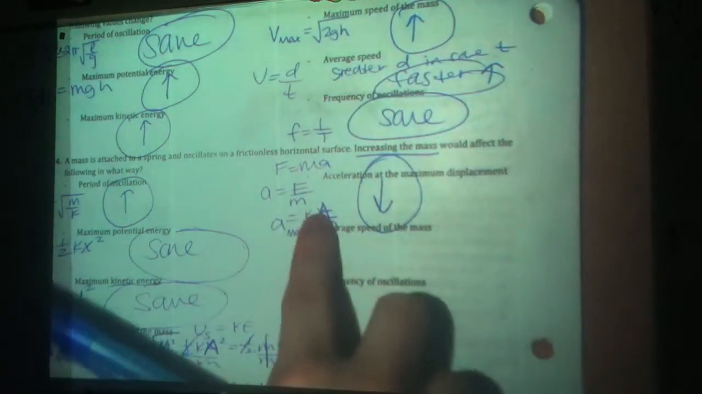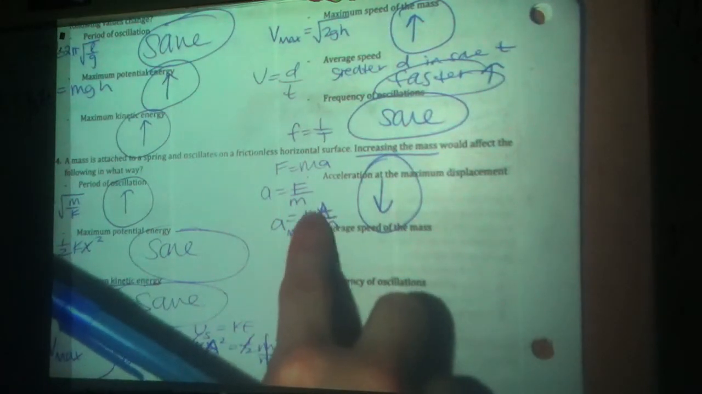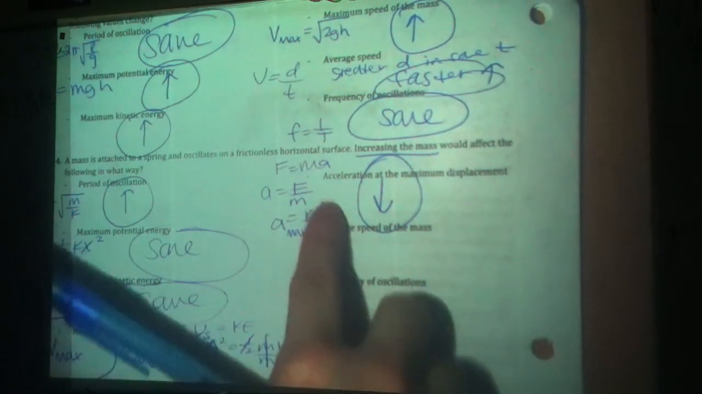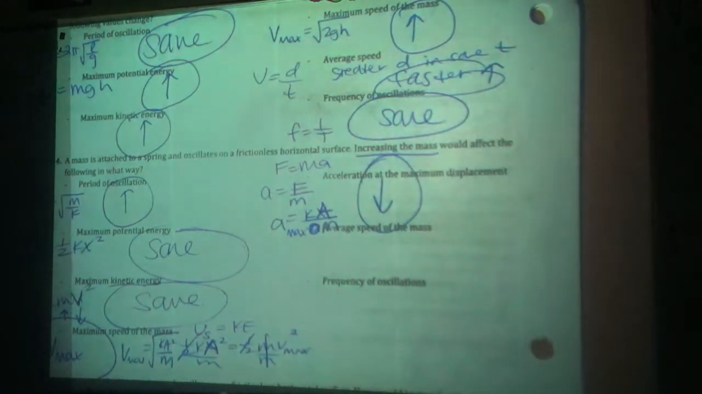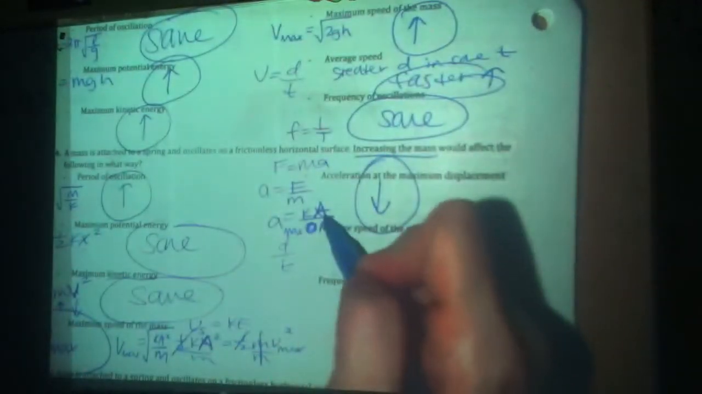So you can think about it, your force doesn't depend on the mass, right? It's just k times the amplitude. So if I have the same force but over a greater mass, I'll get less acceleration. Average speed of the mass, so that's distance over time. It's still going the same distance because I haven't changed the amplitude. All I've changed is the mass.